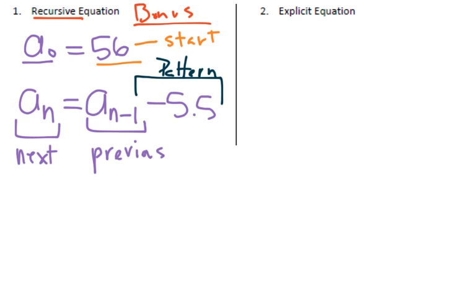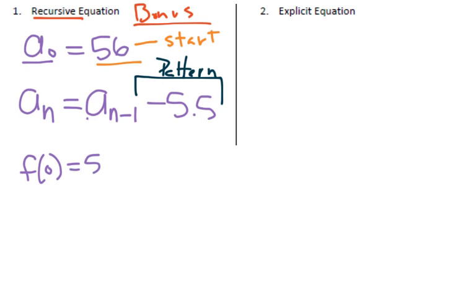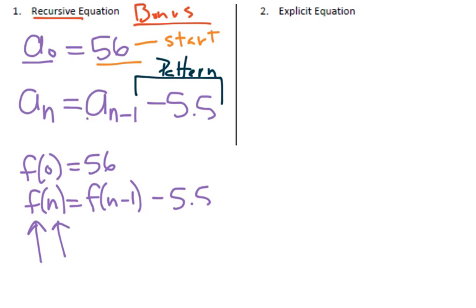Now, there's other ways that you can write a recursive equation. Okay? The other one that we'll tend to use as well, kind of works the same way, would be f of 0 equals 56, and then f of n equals f of n minus 1 minus 5.5. Really the only difference is we use this f in parentheses instead of the a and the subscript, but it's the same concept. Okay? It's the same concept. So just keep writing it with the a.